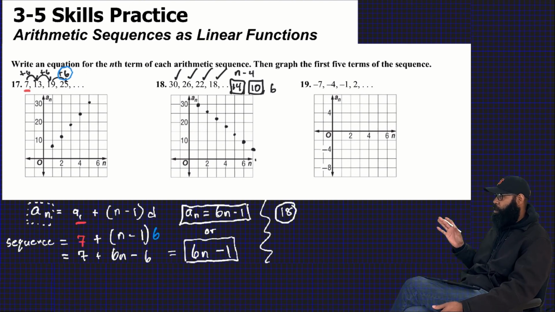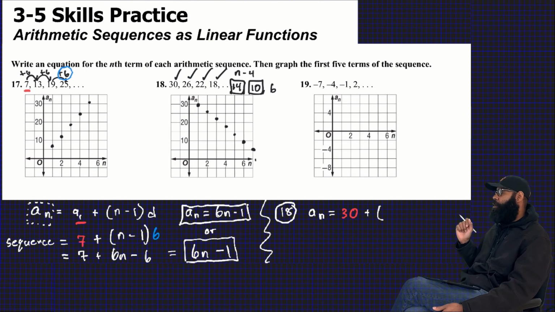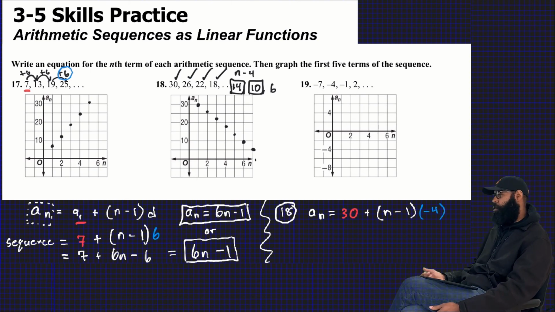But let's go ahead and make sure we've got this component down where, again, we're going to start with our formula. The arithmetic sequence, the nth term, is equal to 30, my first number, plus the quantity of the number I'm worried about, which one, right? Minus 1 times the rule. What's happening this time? Well, we're subtracting 4, so it's got to be a negative 4. Not positive, because we're not adding, we're subtracting. So adding a negative is subtracting.